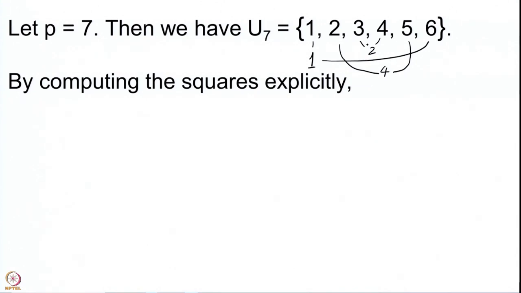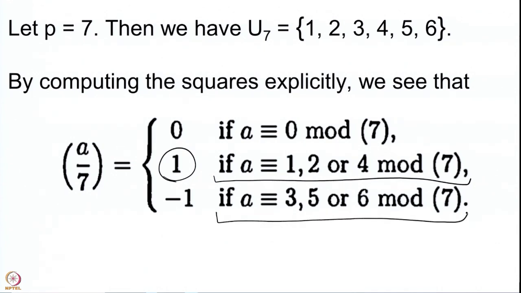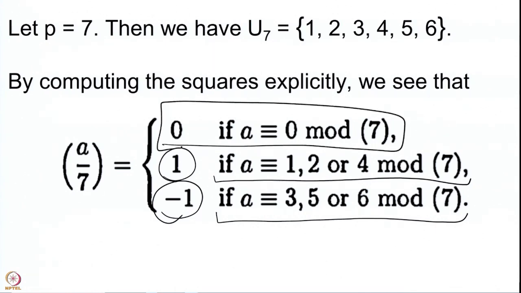So, we have exactly 3 squares in U7, or there are exactly 3 elements in Q7, and when you write them in order, you will write them as 1, 2, 4. And so, this is exactly what we have. Whenever this element is 1, 2 or 4 modulo 7, then the Legendre symbol modulo 7 is 1. The remaining 3 elements, which are 3, 5, 6 mod 7, have Legendre symbol value minus 1, and of course, whenever A is divisible by 7, the Legendre symbol is 0.